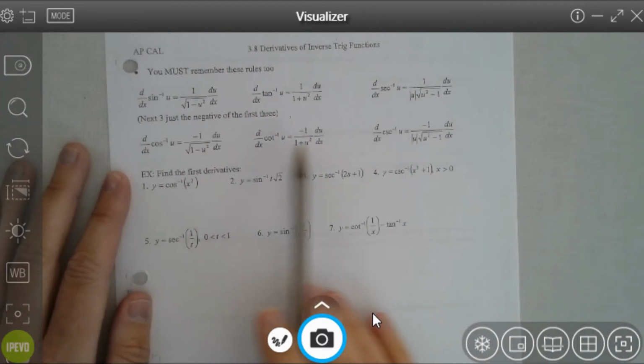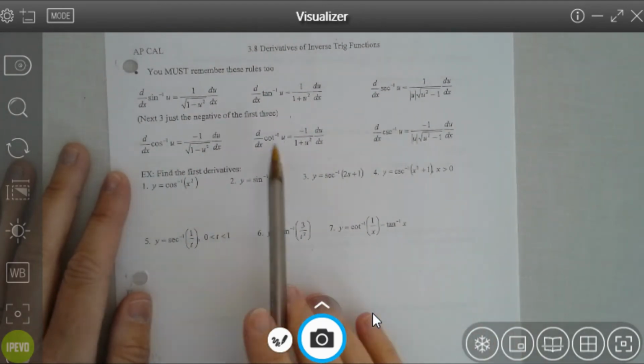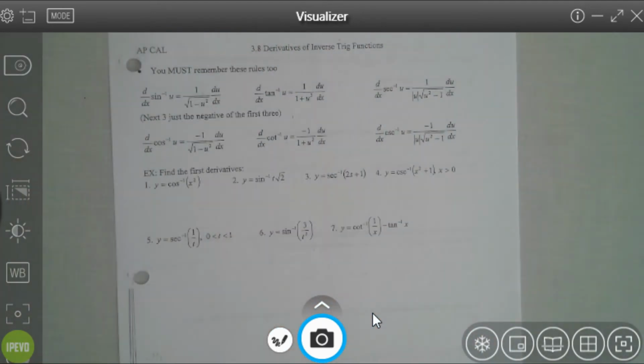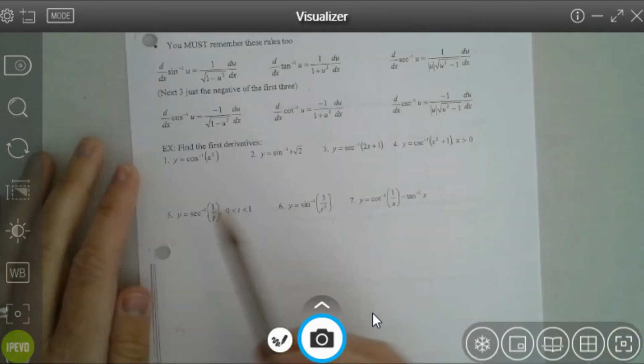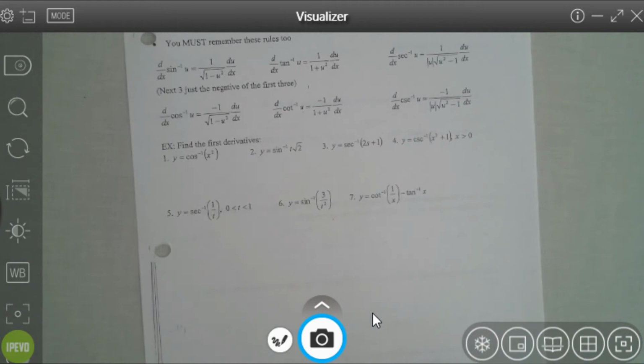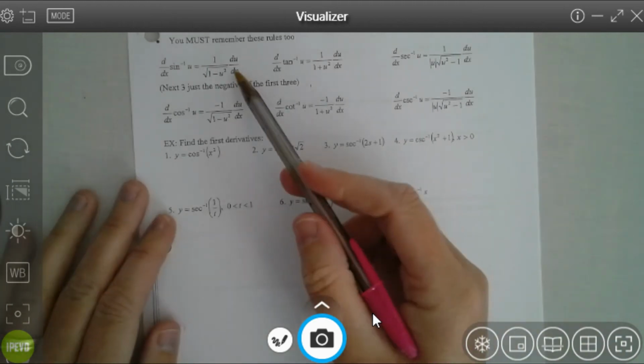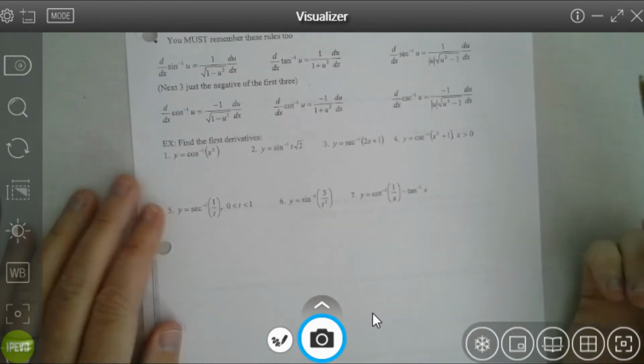And you can notice that all of these are negative. They all start with the C's. So cosine, cotangent, and cosecant are all the negatives of the original. So you can remember that. So all we're going to do is apply the rule up here and then try to simplify.